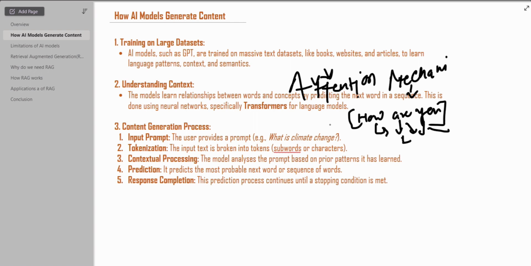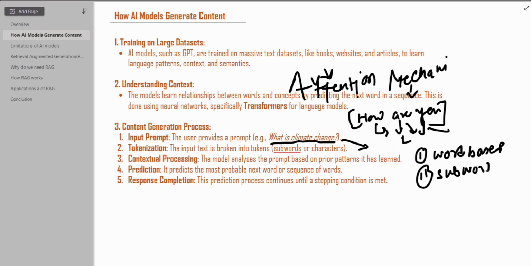Now let's talk about the content generation process. Once the user provides a prompt, for this example you can see I have written, what is climate change, right? This whole prompt gets divided into tokens first, and there are different methods for dividing it into tokens. It can be word based tokens, it can be subword based, or it can be character based.